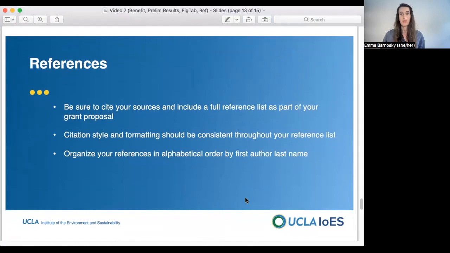A couple things to keep in mind here. Your citation style and formatting should be consistent throughout your entire reference list. A common mistake we've seen in the past is that the formatting is different between different references. So some are in Chicago style, some are in APA style, some abbreviate the first initial of the author's first name, some include the full first name. So make sure you check your reference list for consistency throughout before you submit your grant. Additionally, your references should be organized in alphabetical order by first author, last name.